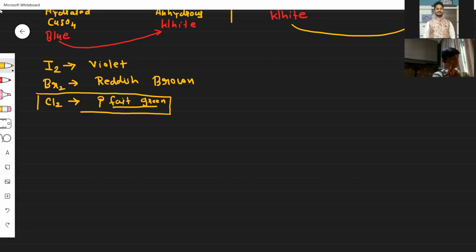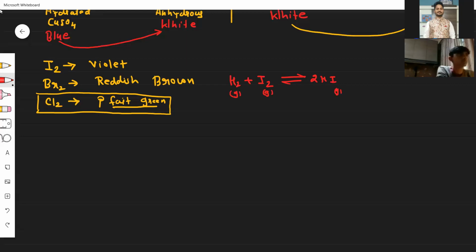Okay, so I will give you the reaction like this. Hydrogen plus iodine is getting reacted and we are getting 2 molecules of HI. Now here hydrogen is a gas, iodine is also a gas, HI is also a gas. Now what is going to happen? Is it a reversible reaction or irreversible reaction? What do you say?